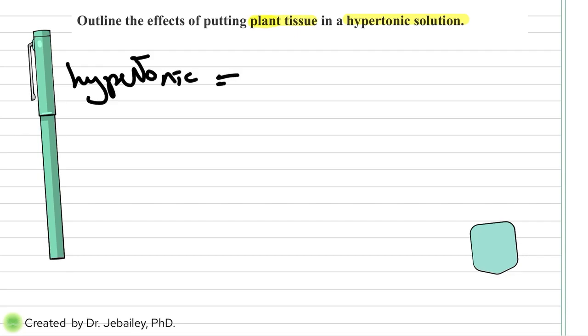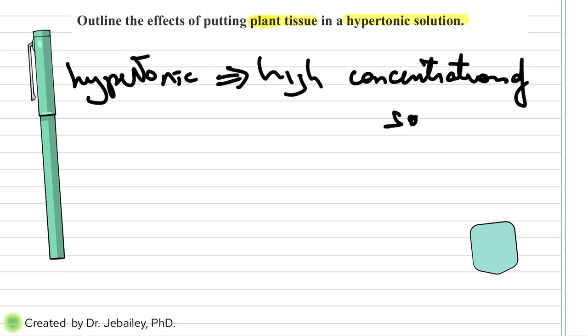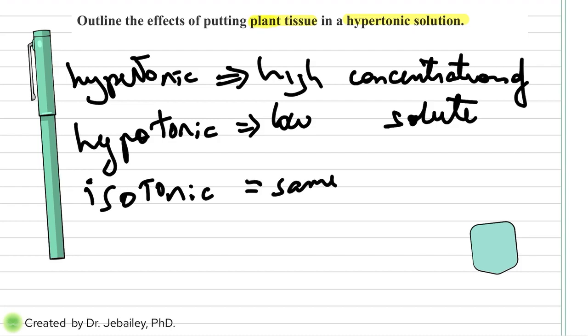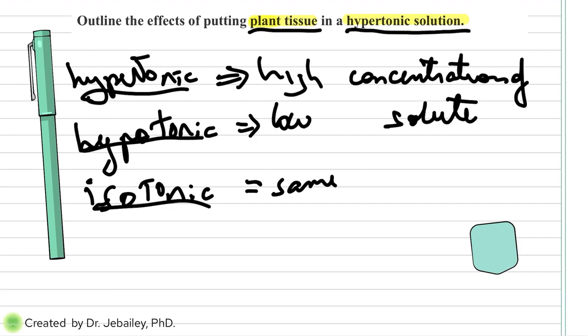If you remember, hypertonic means high concentrations of solute, right? If I say hypotonic, it will be the opposite, it will be low. And if I say isotonic, it will mean the same amount. That means this is usually the amount outside of the cell compared to the inside. So in this case, they're asking what will happen to a plant if it was placed into an outside situation where it has a high amount of solute.